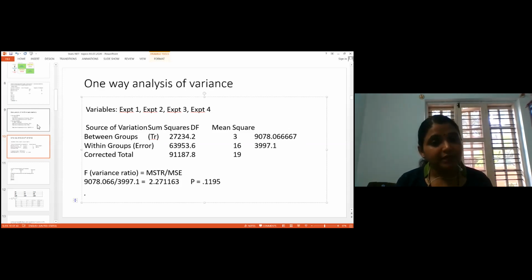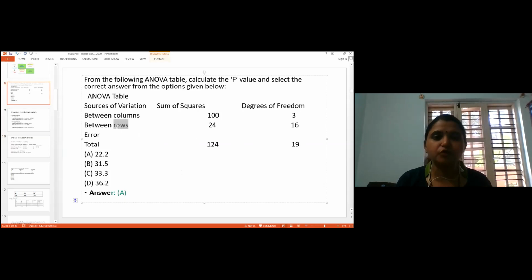Now the way we can consider it is that instead of row, you may consider this as error. If that is the case, we will have to find the mean. That is 100 divided by 3, the mean sum of squares in the numerator, and 24 by 16 will be the denominator.